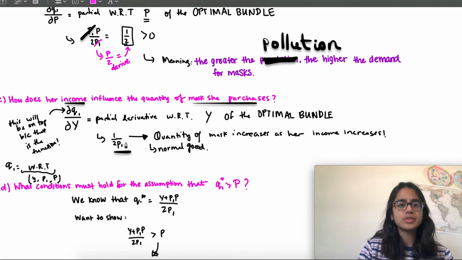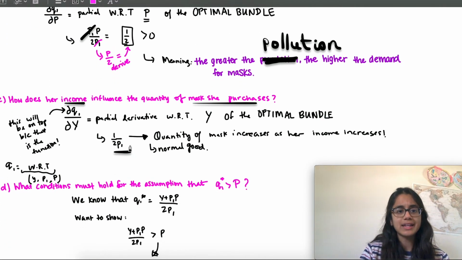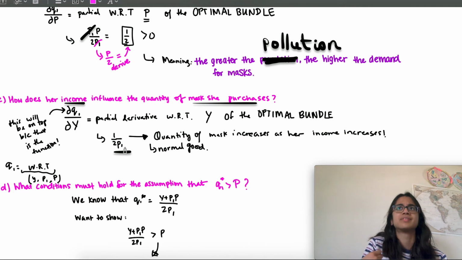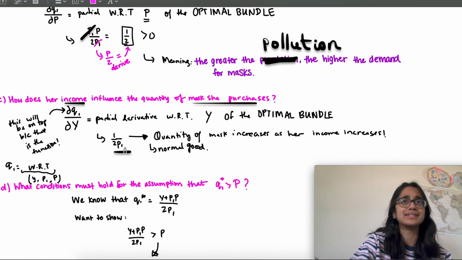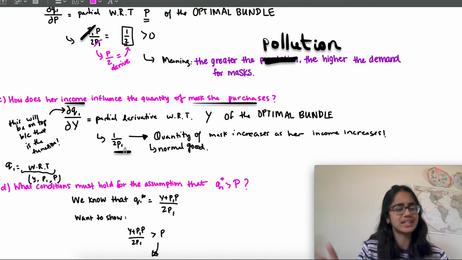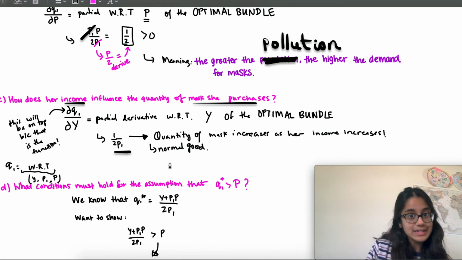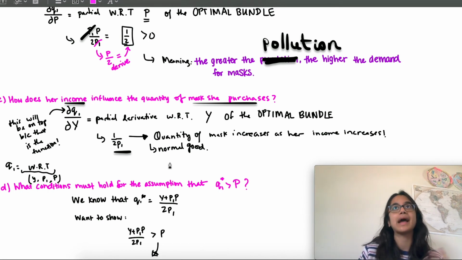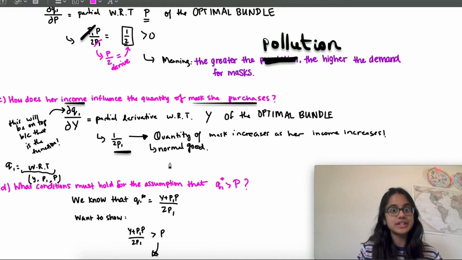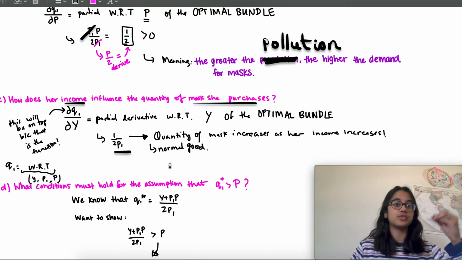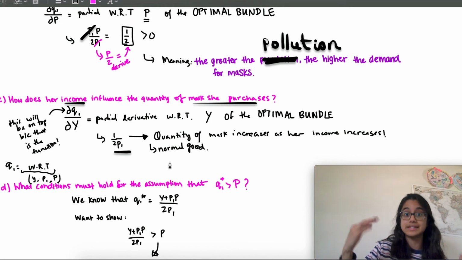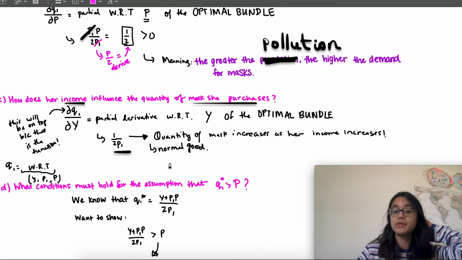And so you see that is a positive number. A price can never be negative, otherwise you'd be paying money for someone to pay you. It's not happening. So it is greater than 0. That means the amount of masks that you purchase will increase as your income increases. Again, the derivative is positive, so the function is increasing. So try to remember calc that way.